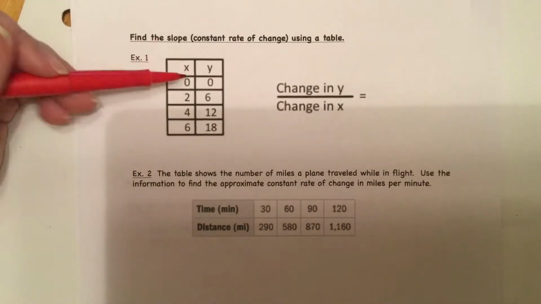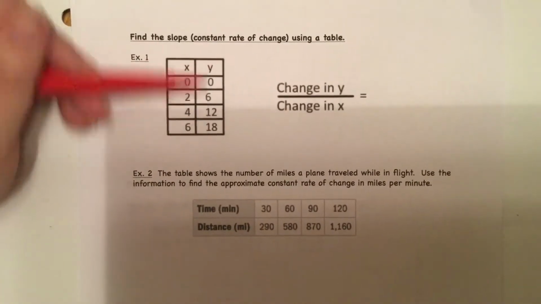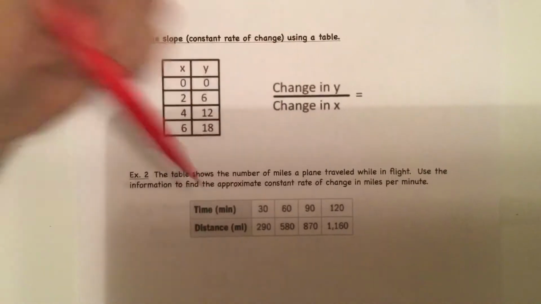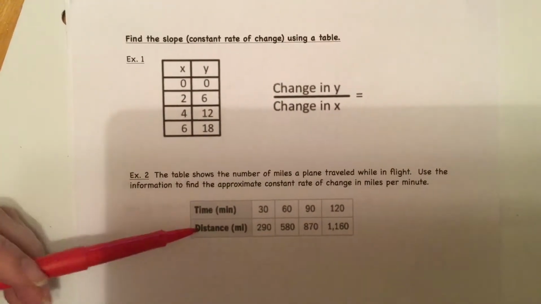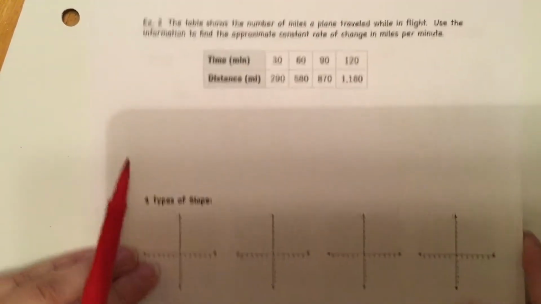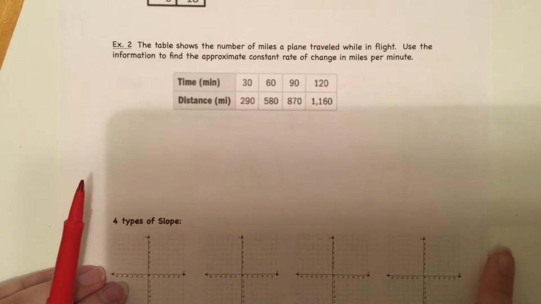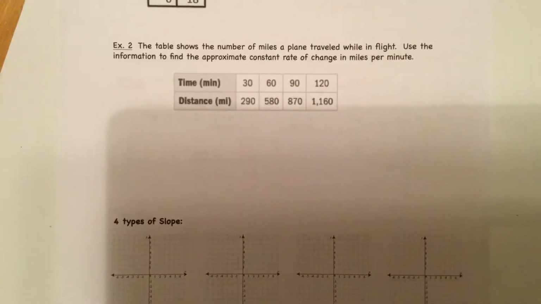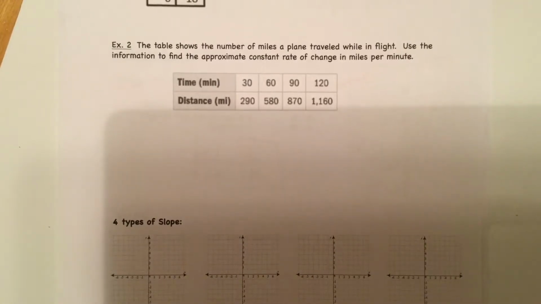So let's look here. Now, you can actually use this formula in a vertical table or a horizontal table. I'm going to show you the horizontal table, but it's the same process in your vertical table. Okay, so the table below shows the number of miles a plane traveled while in flight. We're going to use the information to find the approximate constant rate of change in miles per minute.